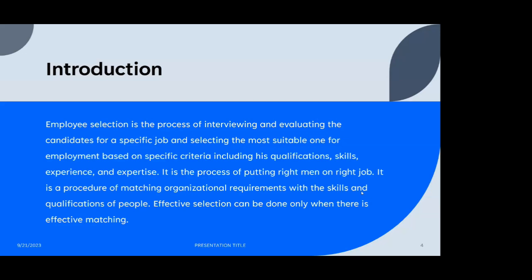So, for your selection to be effective, you should see all of the elements, not only the first step, which is finding the most suitable matched candidates in the area of experience or requirements, but we also have the other steps of employee selection, which are interviewing, face-to-face interviews, talking, some assessments, some tests, that we will also talk about in the other slides.